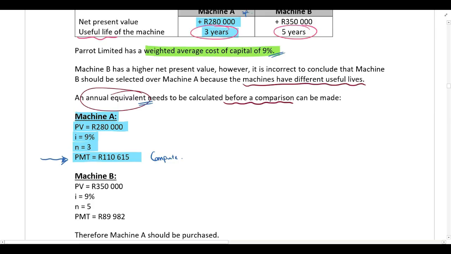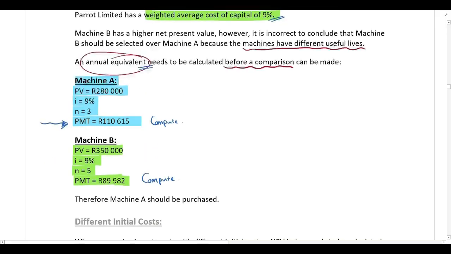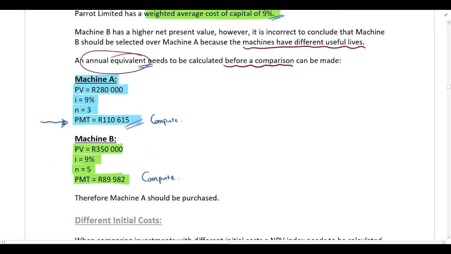We now need to calculate the annual equivalent for machine B. So for machine B, we have a net present value of 350,000 Rand. So that is my present value. The weighted average cost of capital is 9%, so that is I. And machine B has a useful life of 5 years, so N is 5. And you compute your payments. And because these are both annual amounts, this is now comparable.